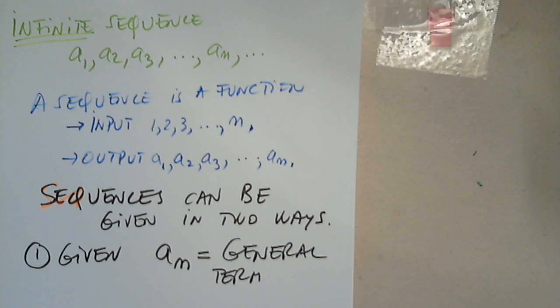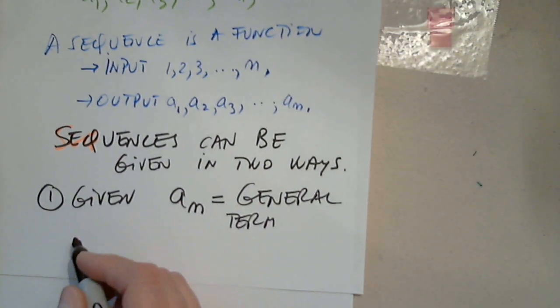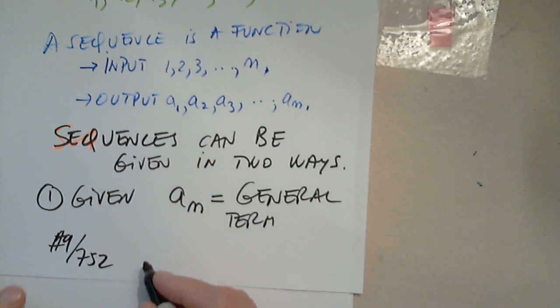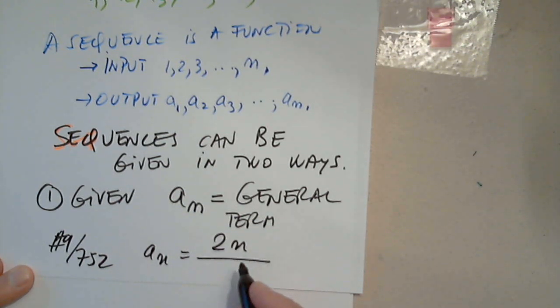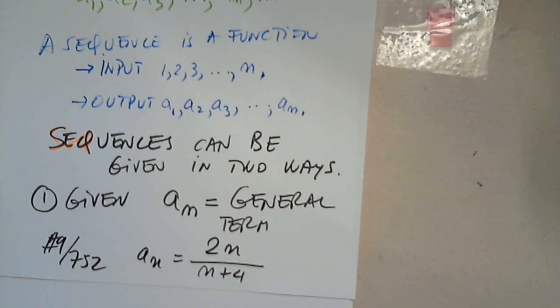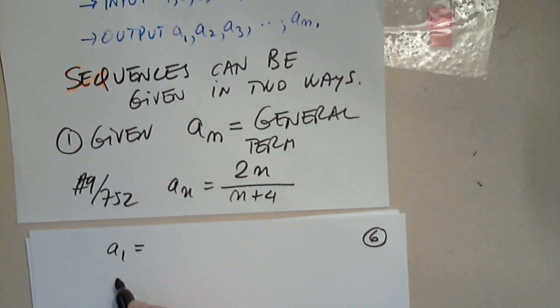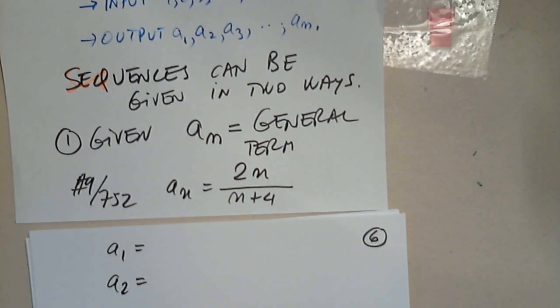And I want to stop and just look at one example, on page 752. Let's look at number 9 because I think I did number 10 with them. So A sub n equals 2n divided by n plus 4. They're asking us to find the first 4 terms. So they're asking us to find A1, and then A2, and then A3, and then A4.